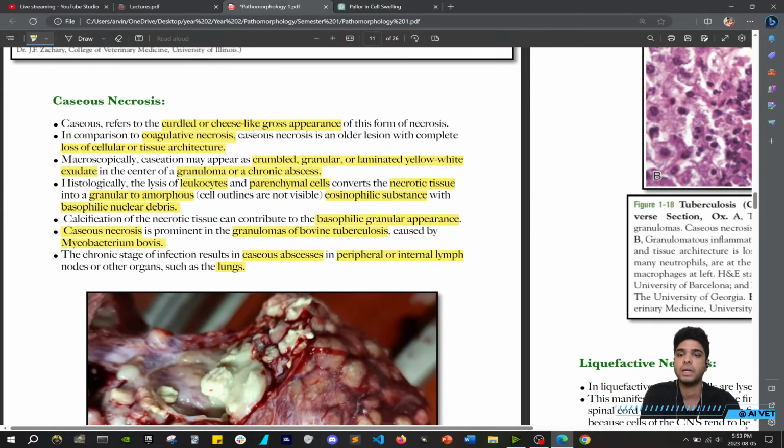Curdled or cheese-like gross appearance, unlike coagulative necrosis. Macroscopically, caseous necrosis appears as a crumbled, granular, laminated material. Leukocytes and parenchyma convert to necrotic tissue, forming this granular amorphous eosinophilic substance with basophilic nuclear debris. And caseous necrosis is prominent in granulomas of bovine tuberculosis.